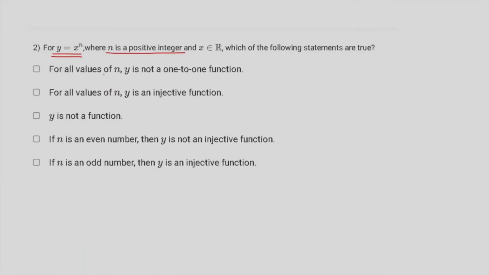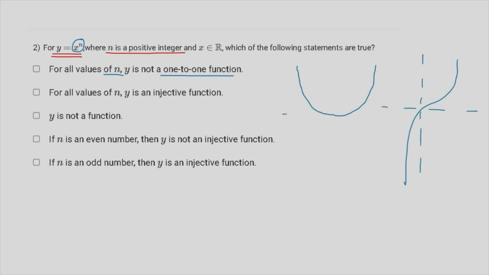So for all values of n, y is not a one-to-one function. A one-to-one function check करने के लिए we need to check whether our graph is passing the vertical line test and horizontal line test or not. तो यार मेरे पास दो ही टाइप के ग्राफ आने वाले हैं for this. One is a quadratic type and one is a cubic type, right? So these are the two types of graphs which I will be having. तो यार वर्टिकल तो ये दोनों ही पास करेंगे. Why? Because vertical line test अपन को ये बताता है कि whether graph is a function or not.